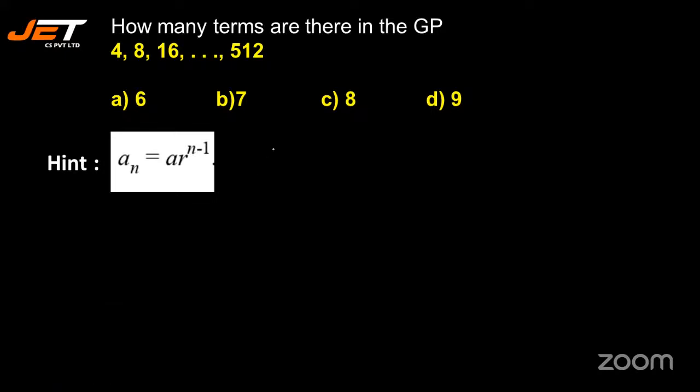All right. See, the nth term is A_n equal to AR to the power n minus 1. What is A, the first term? That is 4. And what is R? Like how in AP we had common difference, here R is the second term by the first term, which implies R is equal to 2. And A_n is nothing but 512. Now just substitute in this.